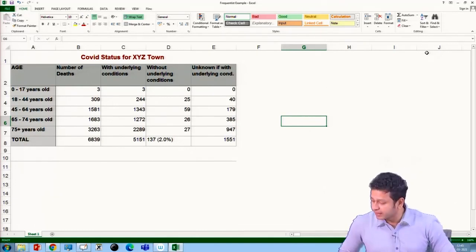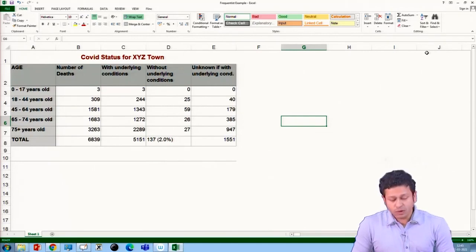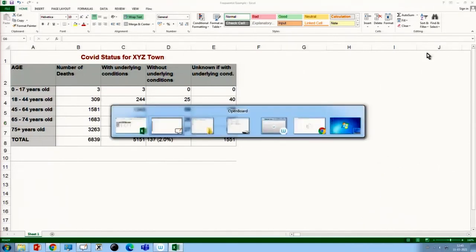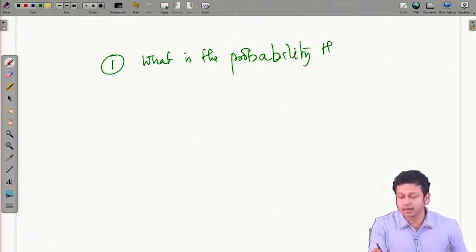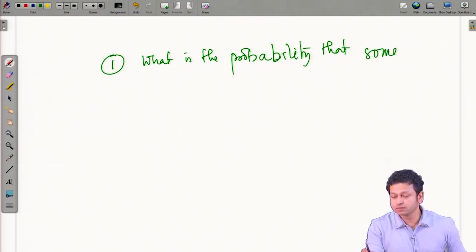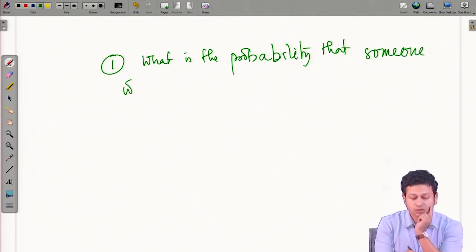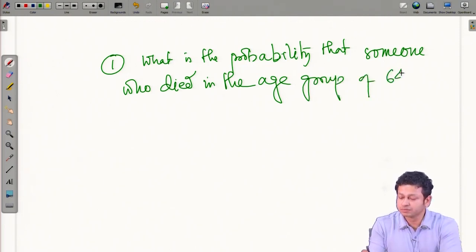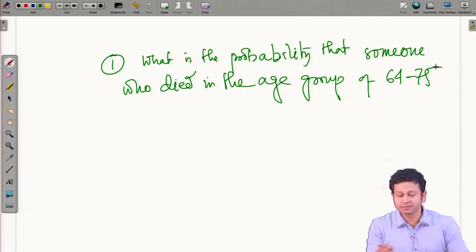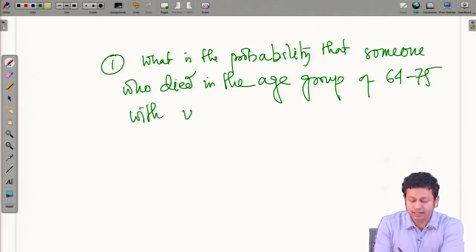So let's say question number 1 is, let me write down the questions actually. What is the probability that someone who died in the age group of 64 to 75, I think I had 64 to 75, had an underlying condition?